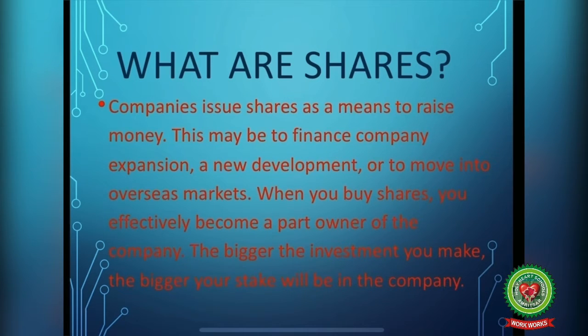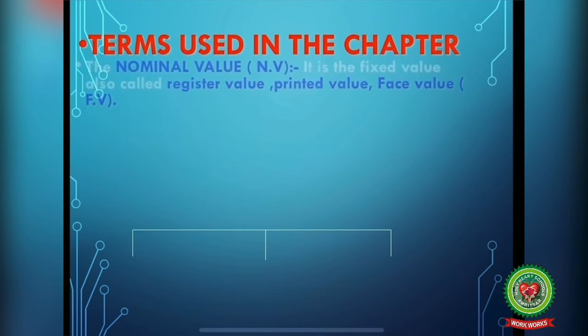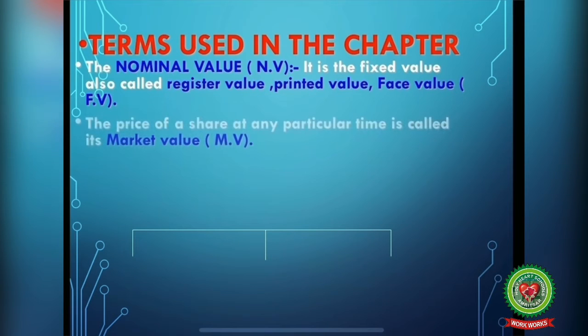Now students, we are going to discuss the various terms used in the chapter. Now let us discuss the terms used in the chapter. The first term is the nominal value. The nominal value is the fixed value, also called register value, printed value, and the face value, that is the FV. The second term is the market value.